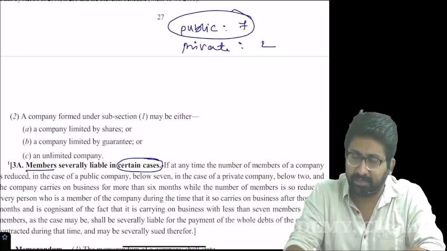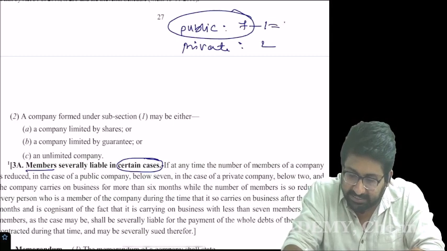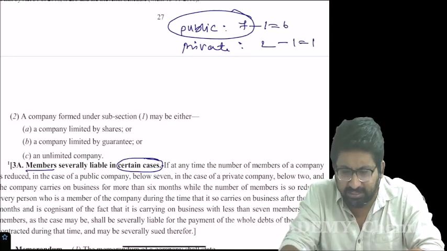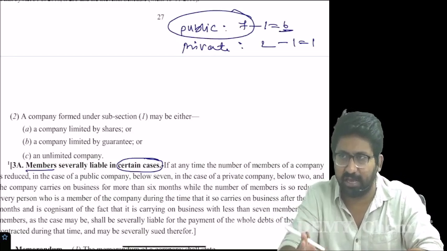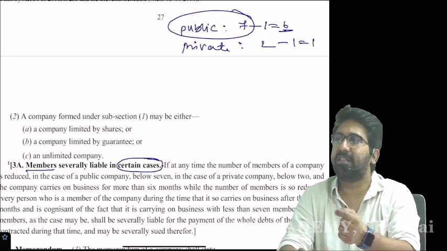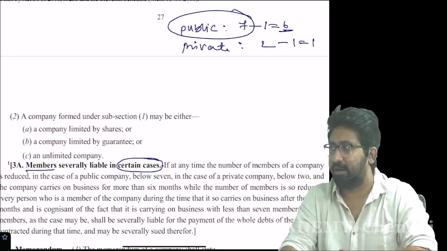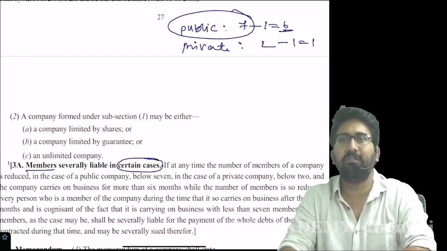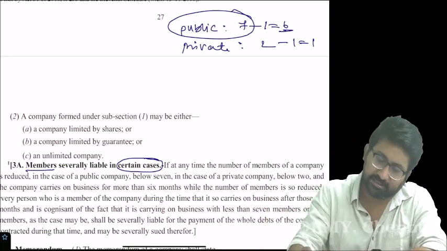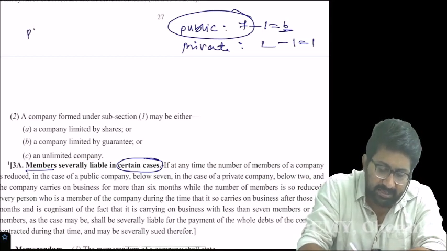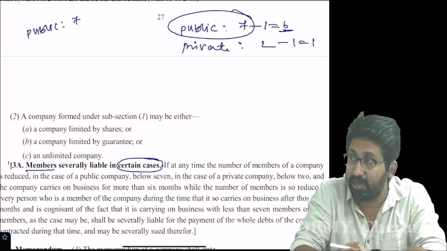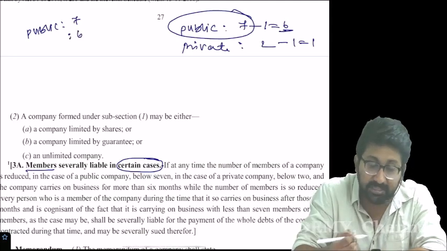Now the problem is, this 7 became 6, this 2 became 1. What will happen? Not only 6, 5, 4, 3, anything. Example, I am taking 6. If a number lesser than the statutory minimum requirement of 7 occurs, what will happen is the query. Listen carefully. To call something a public company, minimum how many are required? 7. It became how much?